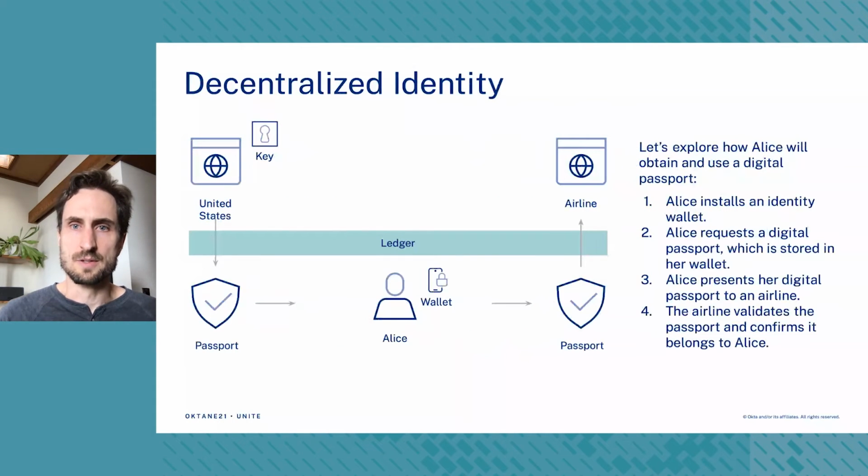As we proceed through this use case, we will unpack the components within this ecosystem. We are going to start in the bottom middle with Alice, who uses an identity wallet and is our focal point in this scenario. We are then going to move to the top left with the United States, who issues a passport to Alice. From there, we will move to the top right and the airline that Alice presents her passport to. Then we will complete a loop to both the United States and Alice as the airline validates the passport.